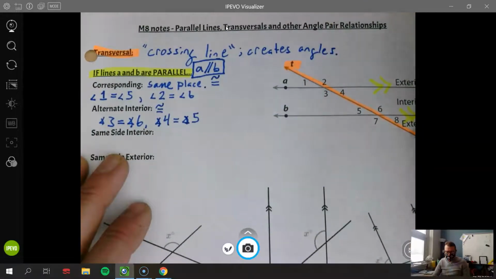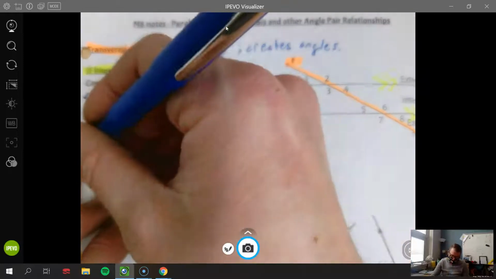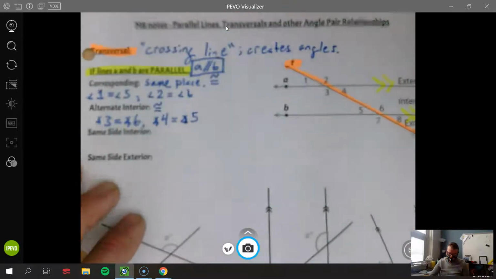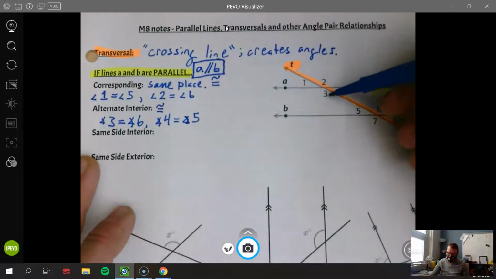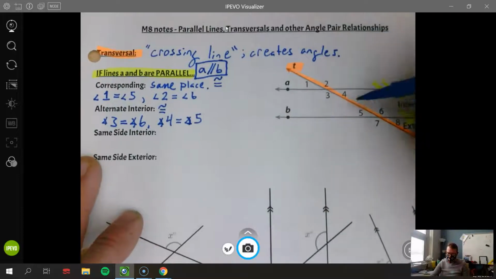Now, same side interior. So like, well, I can't write this down yet. Same side interior would be like angle 3 and angle 5. Because same side and inside. But wait. This is obtuse and this is acute.